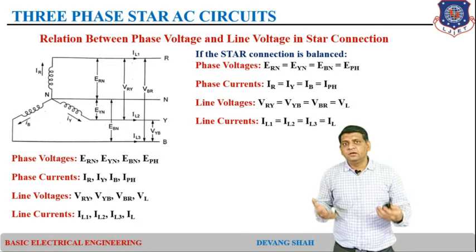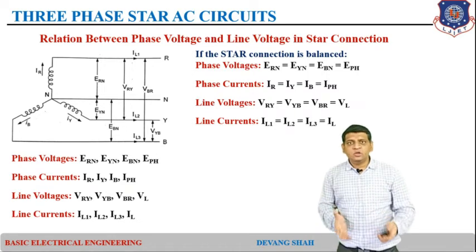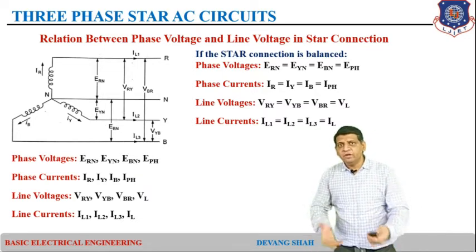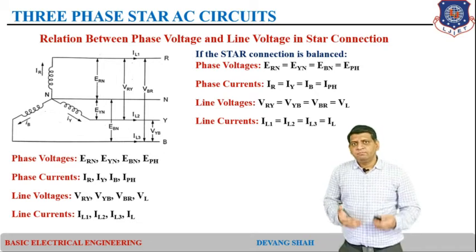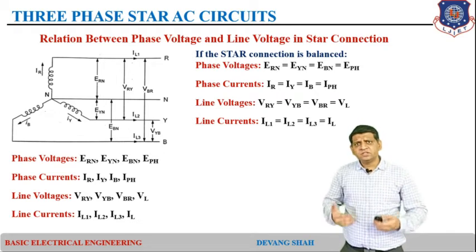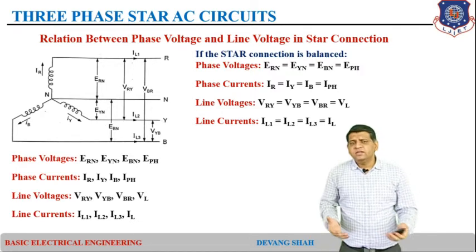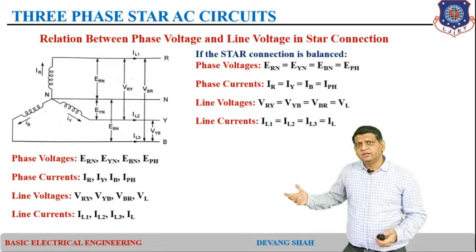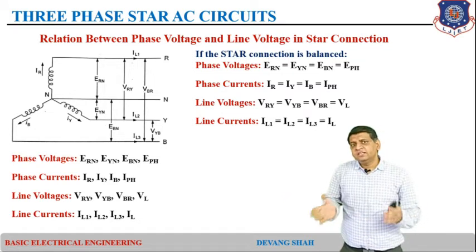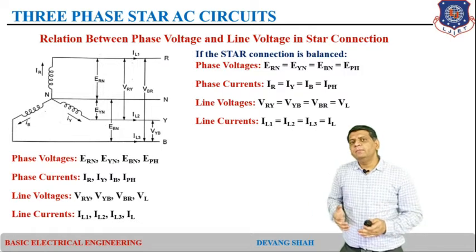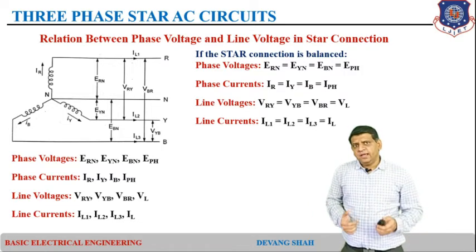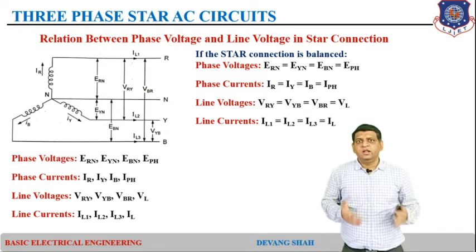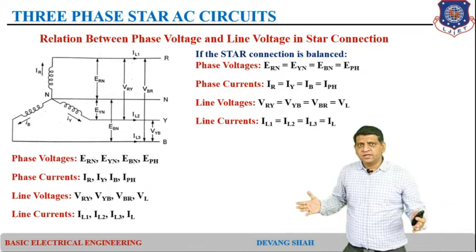In that case, I can consider my phase voltages as ERN equal to EYN equal to EBN, and that is equal to EPH in the general way. Same for the phase currents: IR is equal to IY is equal to IB is equal to IPH. Same way for the line voltages: VRY is equal to VYB is equal to VBR is equal to VL, and the line currents are IL1 equal to IL2 equal to IL3 equal to IL, if the complete star three phase network is balanced, right.